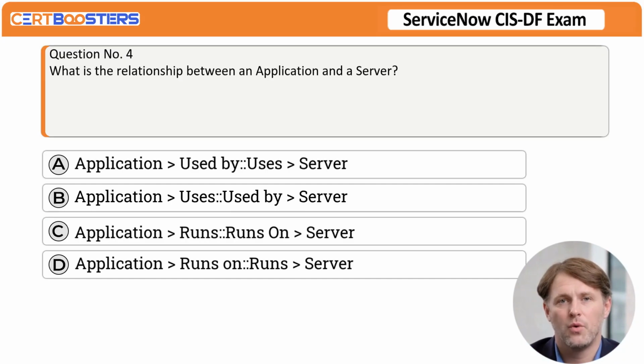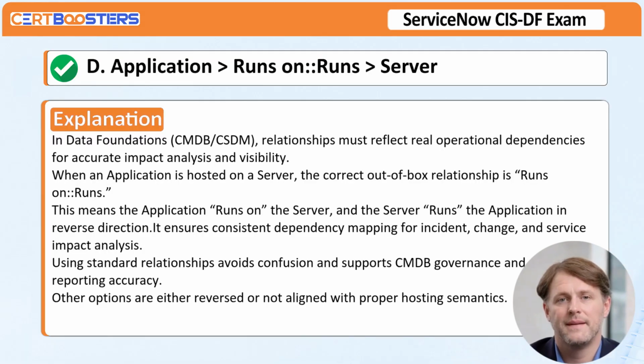Question number 4. What is the relationship between an application and a server? A. Application used by, uses server. B. Application uses, used by server. C. Application runs, runs on server. D. Application runs on, runs server. Answer: D. Application runs on, runs server.